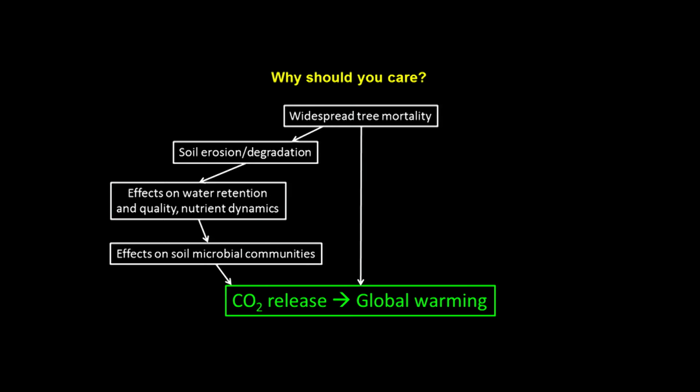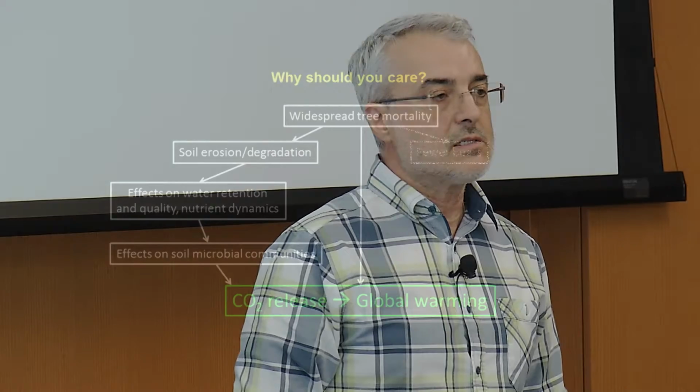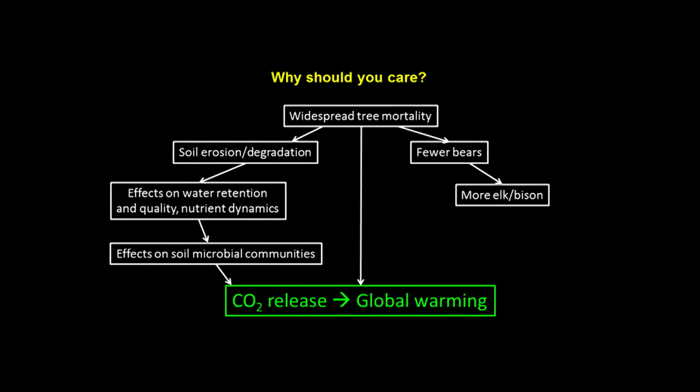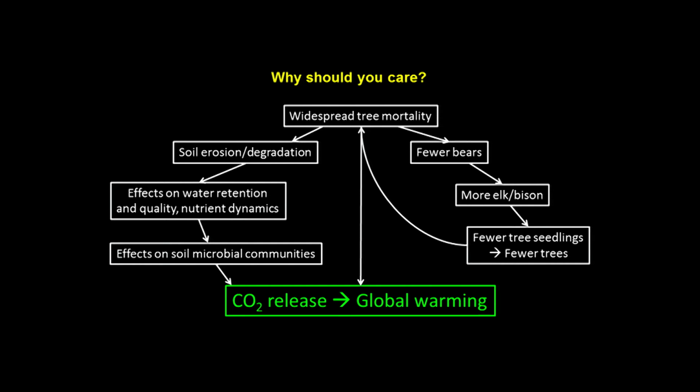But we can also, if you're going to go back to the story about the bears, think in terms of the indirect effects of removing bears from the ecosystem. You might think in terms of releasing more herbivores like elk and bison, which in turn will consume more tree seedlings, which is essentially equivalent to saying that you have fewer trees.